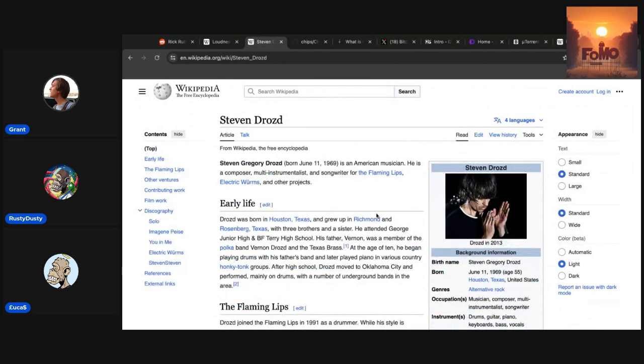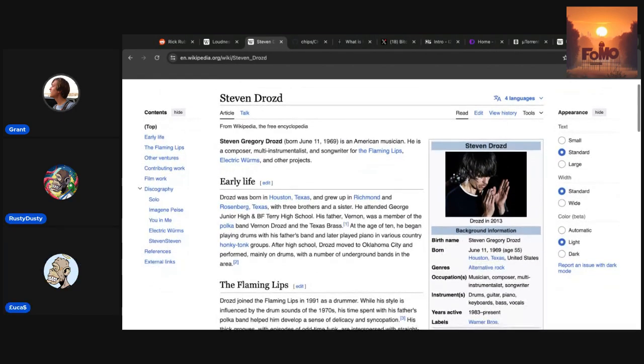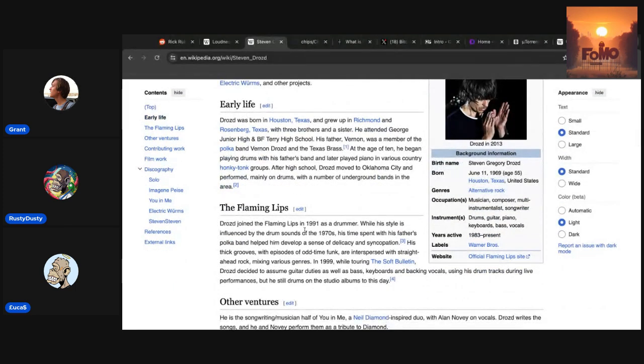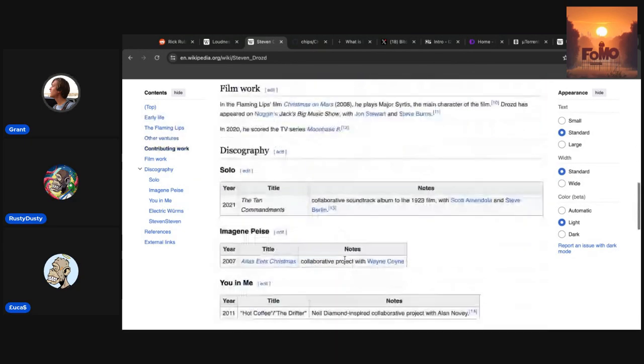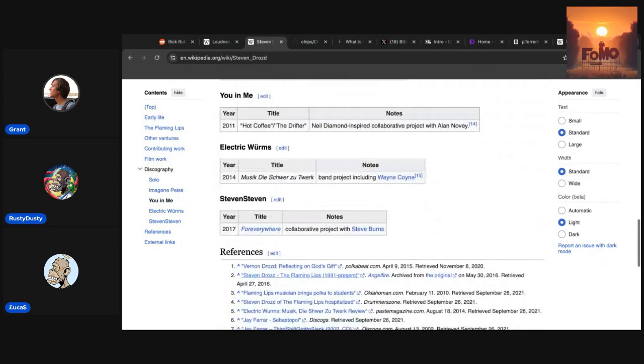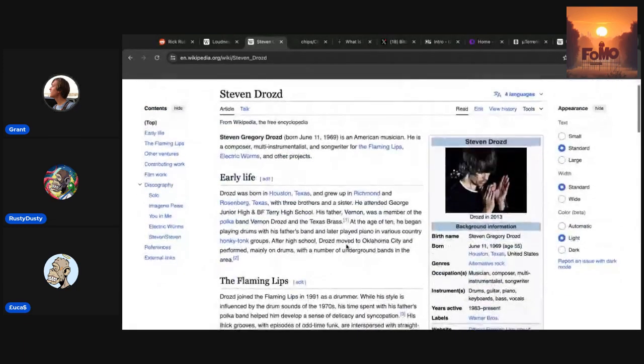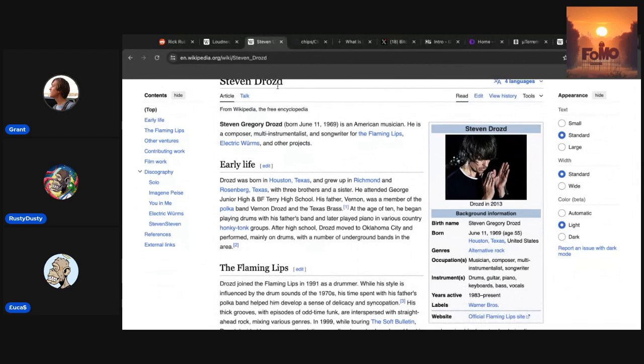Steven Drozd is considered to be the most influential and important person that ever joined the Flaming Lips. Once he joined, it sort of changed the band. He joined in '91, I think, and all the really important albums that you think about from the Flaming Lips have that sound because of Steven Drozd. But the one I was talking about, he's not in it. So some of that newish sound, what happened to the Flaming Lips after '91, was all because of this guy.